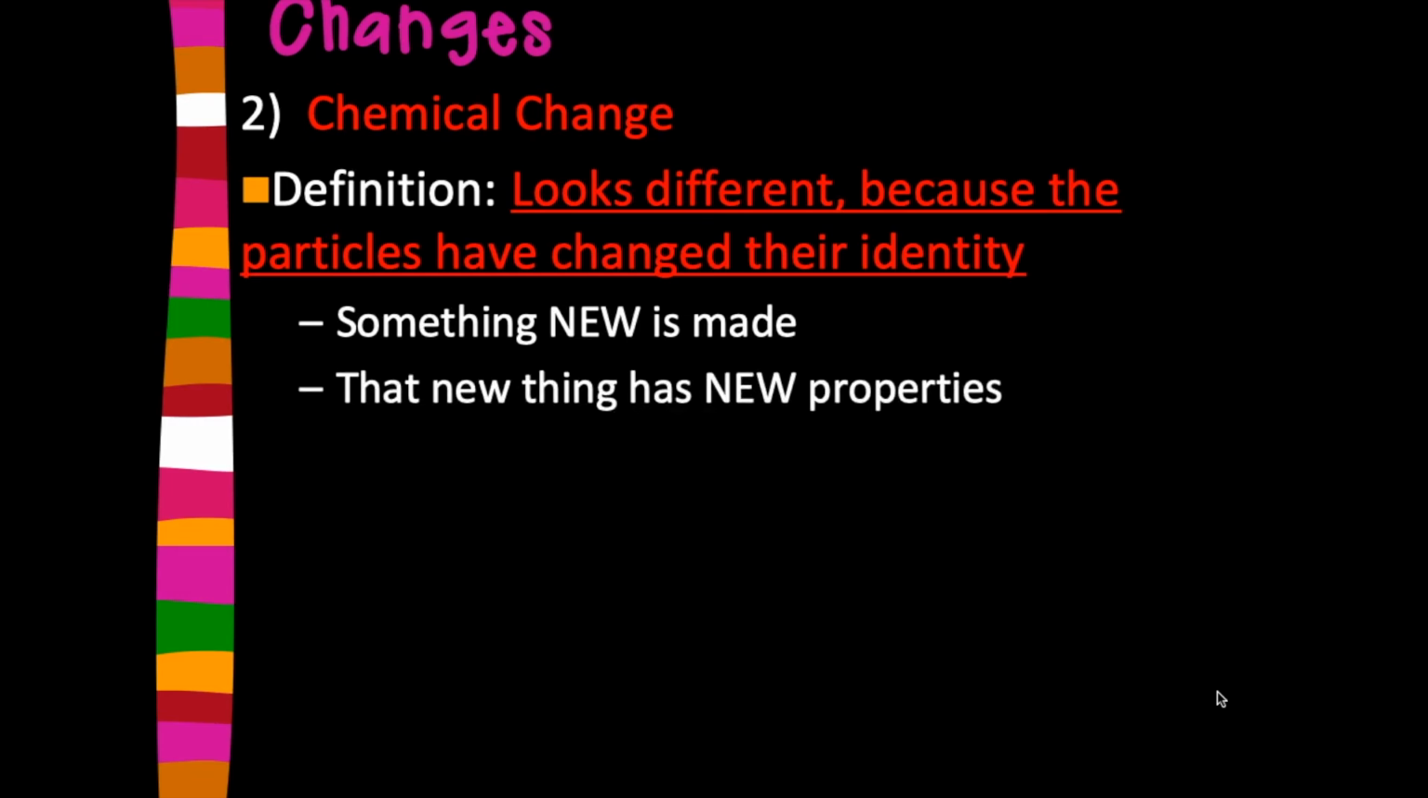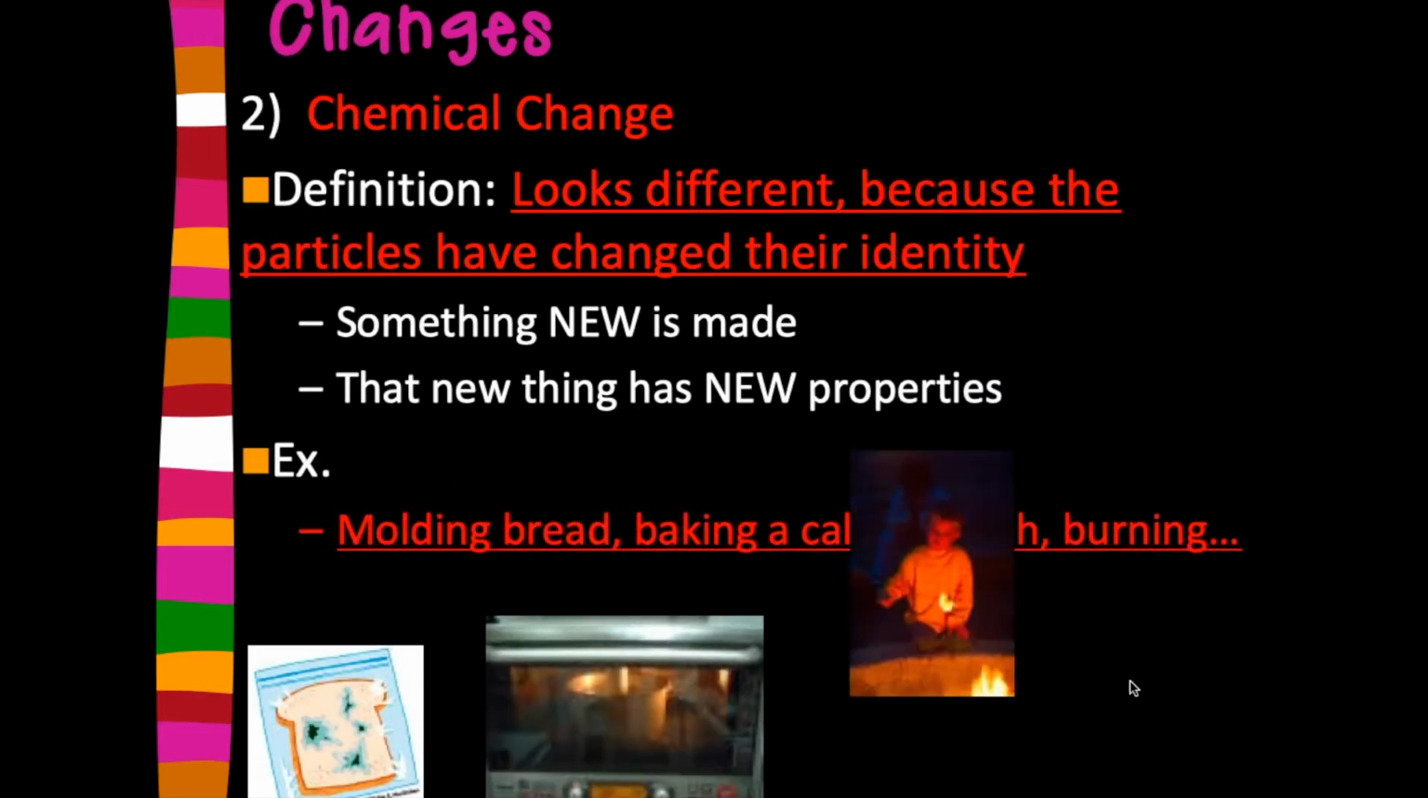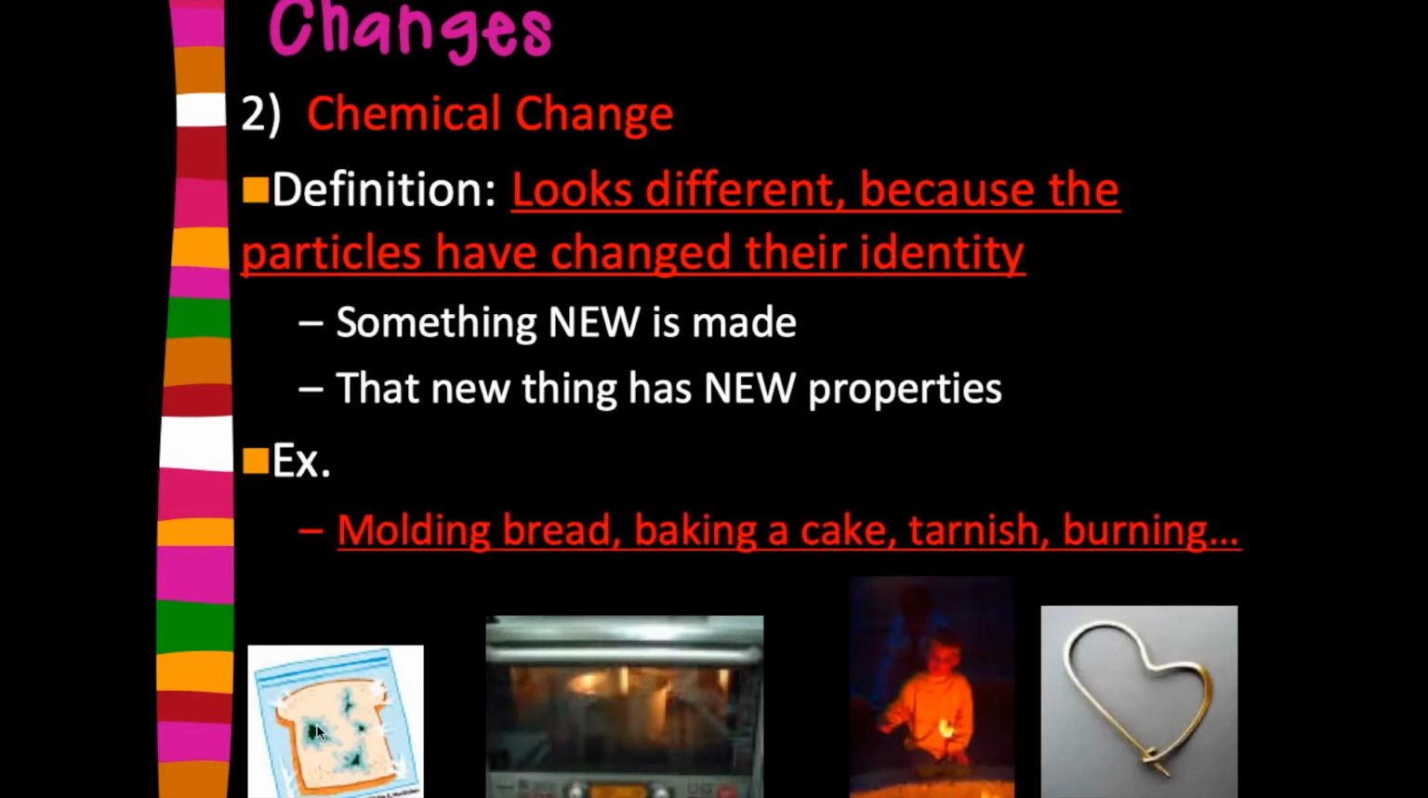A physical change could have new properties also. It could look different. It could feel different. But in a chemical change, it looks different because it's actually a new identity. So these would be things like if you let bread turn into mold, that mold is a new identity. It's not bread anymore. You wouldn't necessarily want to eat it.